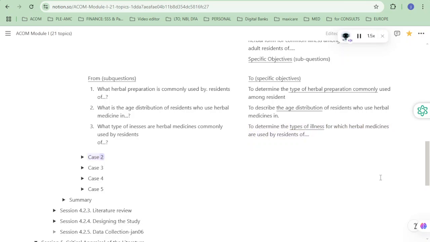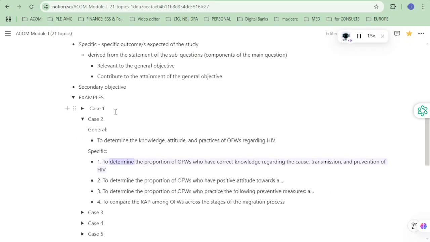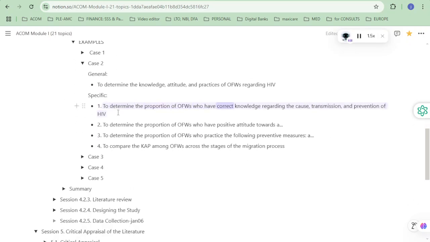Case 2. General: to determine the knowledge, attitude, and practices of OFWs regarding HIV. Specific: 1. To determine the proportion of OFWs who have correct knowledge regarding the cause, transmission, and prevention of HIV. 2. To determine the proportion of OFWs who have a positive attitude towards it. 3. To determine the proportion of OFWs who practice the following preventive measures. 4. To compare the KAP among OFWs across the stages of the migration process.